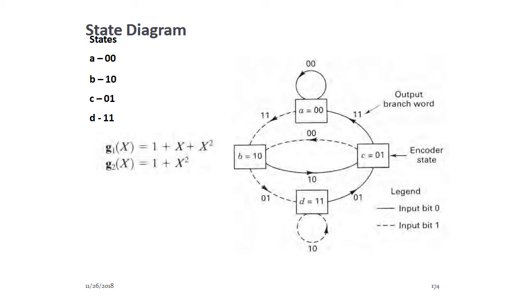Here we are representing the states as A equal to 0 0, B equal to 1 0, C equal to 0 1 and D equal to 1 1. We have to put it in the equations, that is g1 of x equal to 1 plus x squared and g2 of x equal to 1 plus x squared. Here it will be shown in the diagram. The dark line represents the input bit 0 and the dotted line represents input bit 1. The output branch word will be like this, along with the encoder state.